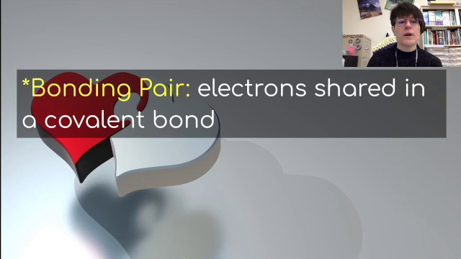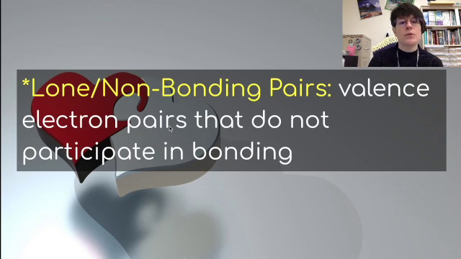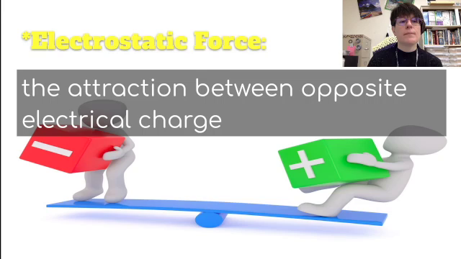And when we describe these bonds, there is the bonding pair. These are electrons shared in the covalent bond. And sometimes there are also lone or non-bonding pairs. These are valence electron pairs that do not participate in bonding, and I will be pointing those out. What holds the bond together are electrostatic forces, and this is the attraction between opposite electrical charge. In that region between the atoms, there is a buildup of negative charge that is attracted to the positive charge of the nuclei. So it's opposite charges attracting.